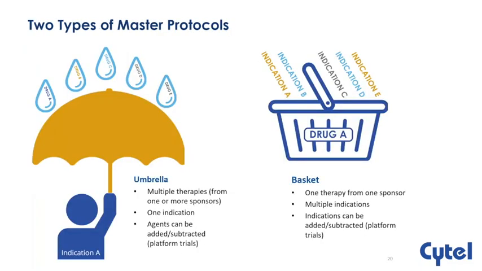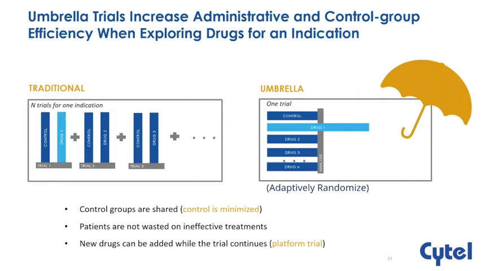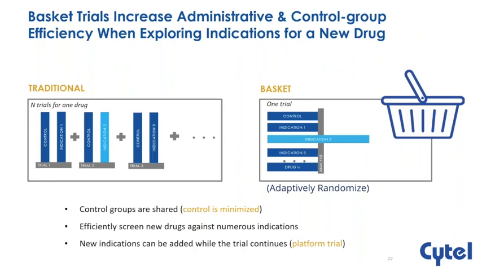There are 2 types of master protocols, umbrella and basket, and I will kind of just skip through this. It's rather obvious. Umbrella, multiple therapies, one product. Basket, one therapy, multiple indications. And this is really just pretty much explaining the same thing. Umbrella designs are usually done at the exploratory stage of development, and generally, the drugs you're seeing proceed into the next stage of development. Similarly, the case with basket trials, so you have some indications proceeding into the next stage of development.